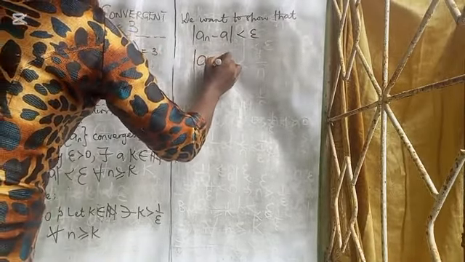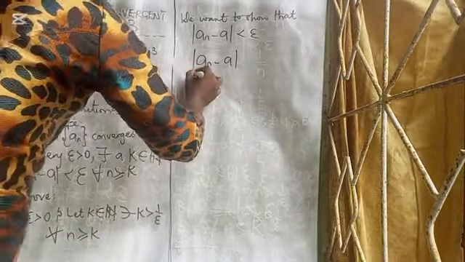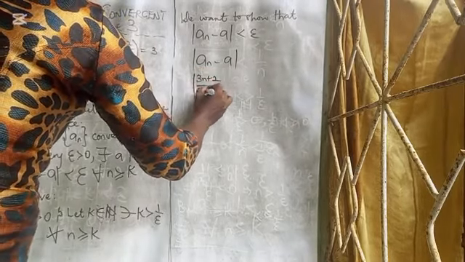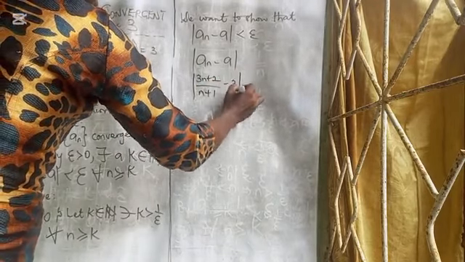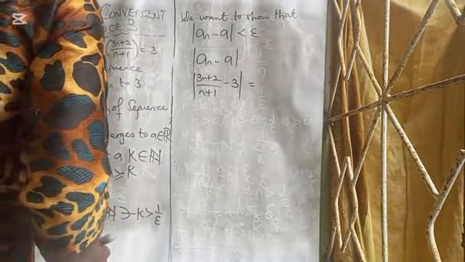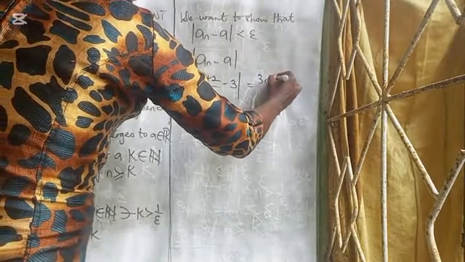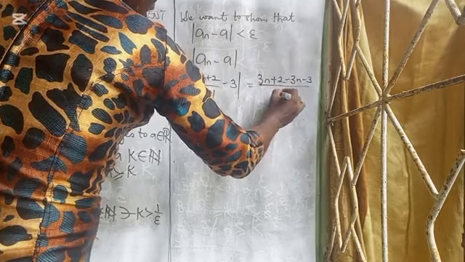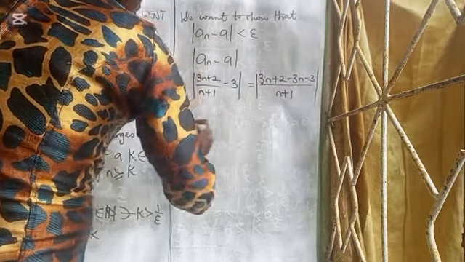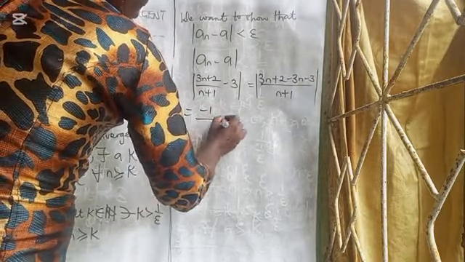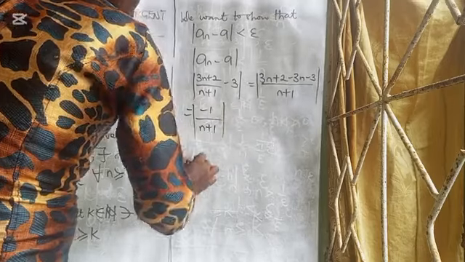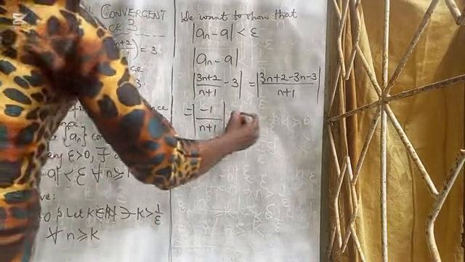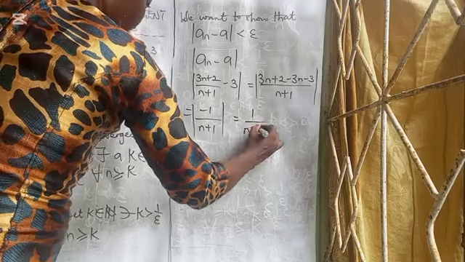So we begin from a_n minus a. And what's our a_n? Remember, that's our sequence 3n plus 2 over n plus 1, minus 3. And that gives me what? 3n plus 2 minus 3n minus 3 over n plus 1. And that gives us what? Minus 1 over n plus 1. And by the time the absolute value takes effect on that one, it becomes what? 1 over n plus 1.